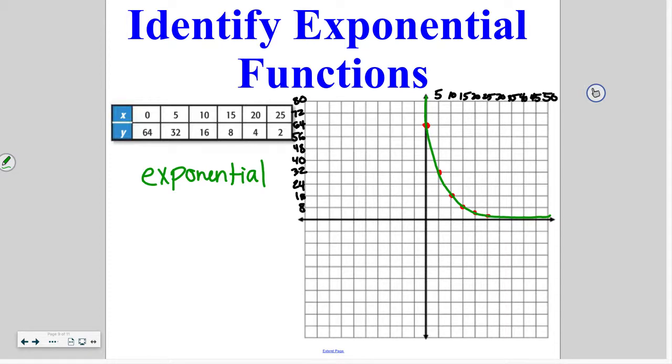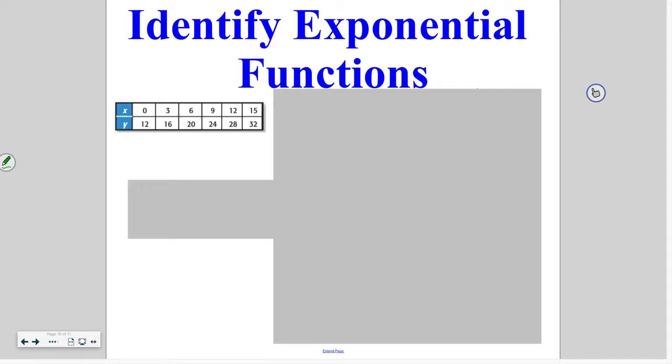Other things you might want to look for. So we've got an exponential function here. If it gives you a table and it gives you that U shape, remember that that is a quadratic function. If it gives you a table and it gives you a straight line, remember that is a linear function. So those are the ones we are on the lookout for when it's asking us to identify if it is exponential or not. Go ahead and try this one on your own.